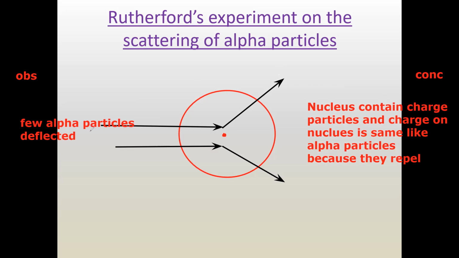So that is the second conclusion he drew from the observation. The second thing he observed, that a few of the alpha particles are deflected. If a few of the alpha particles are deflected, it means there's a repulsion. And he suggests the alpha particle and the nucleus have the same charge. Why did he say this? Because unlike charges attract each other, and when we have identical or same charges, they will repel, and when we have unlike charges, they will attract.